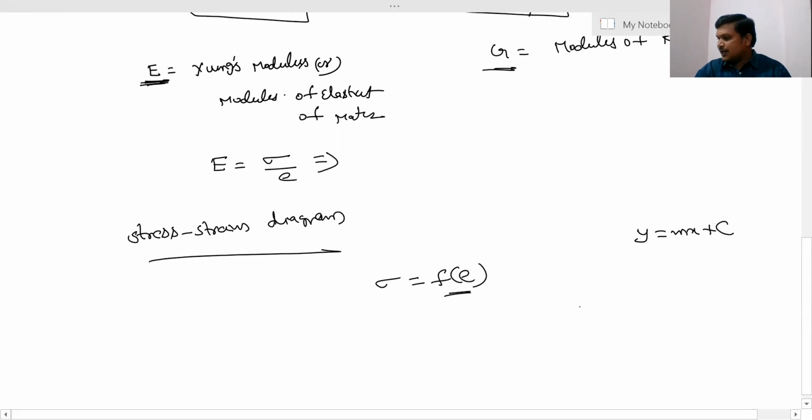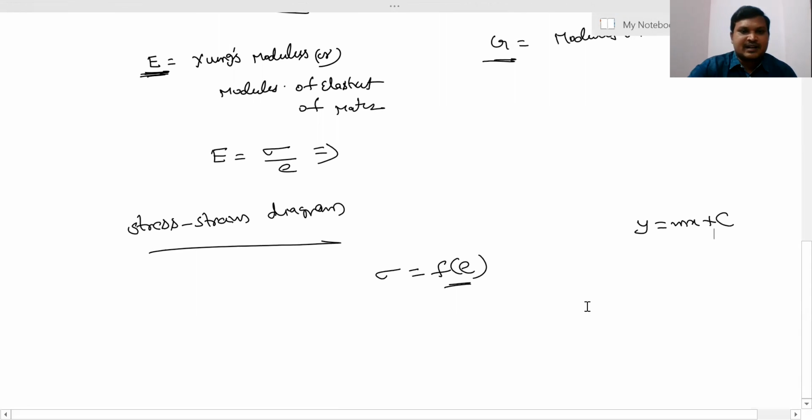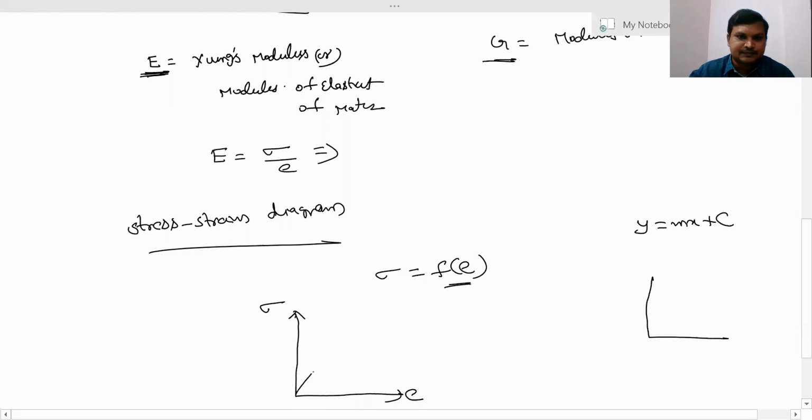According to this stress strain diagram, if you draw the stress strain diagram of any material, in the y-axis we represent stress and in the x-axis we represent strain. So it looks like a straight line equation. Our stress strain diagram is like this. This represents Young's modulus E.